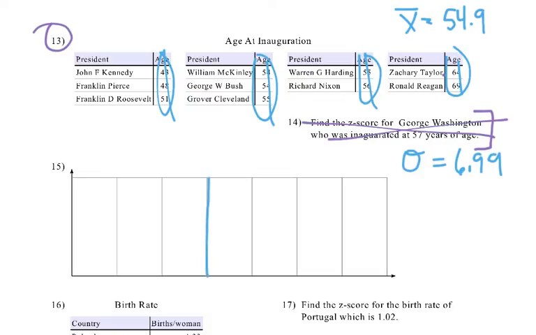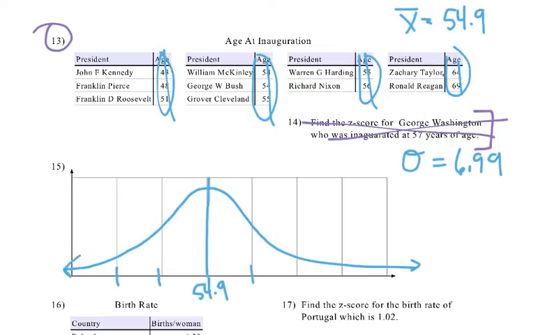So then we've got our mean here of 54.9. We can draw our curve now. Do the 1 standard deviation, 2 standard deviations, and 3 standard deviations away. So I take 54.9, and I'm going to add 6.99. So that gives us 61.89. I'm going to add 6.99 again to get 68.88. And I do it one more time to get 75.87.